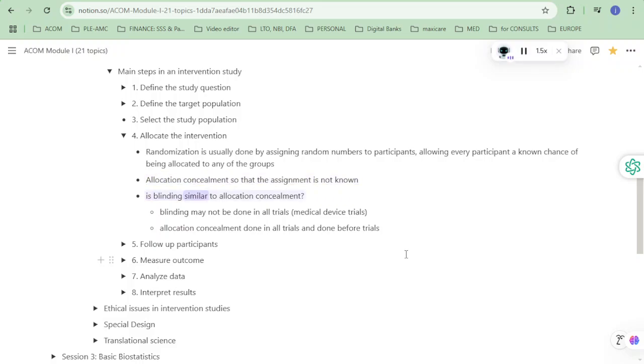Is blinding similar to allocation concealment? Blinding may not be done in all trials, for example medical device trials. Allocation concealment is done in all trials and done before trials.